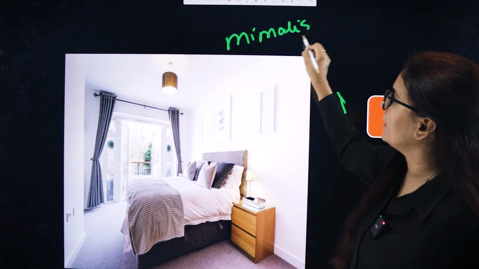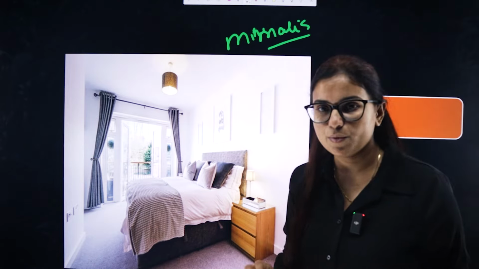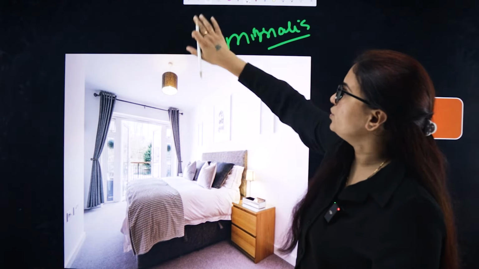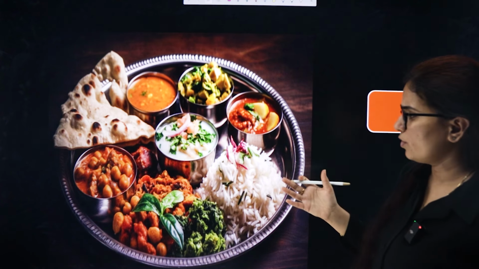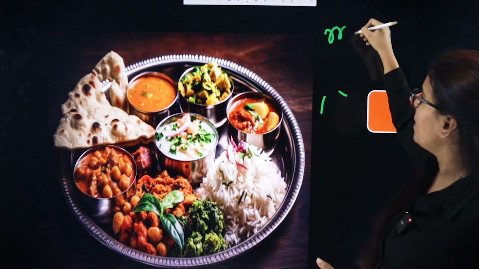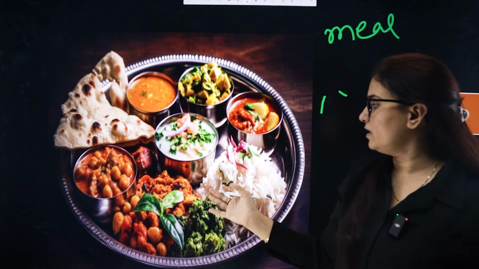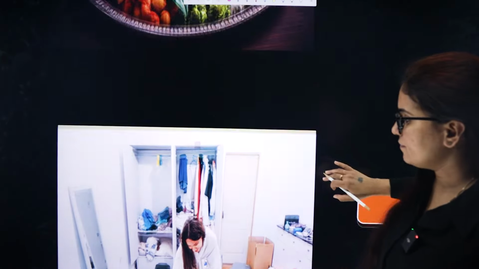Get the spelling correct. Minimalism. Okay. Next word is on your screen, which is this. I think it's very simple. It's actually a very lovely plate to look at. This is a meal of the day. This could be lunch or dinner. Meal of the day.